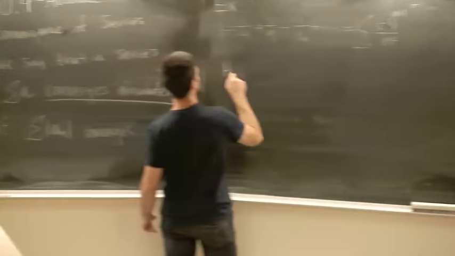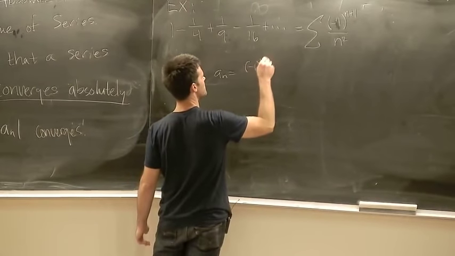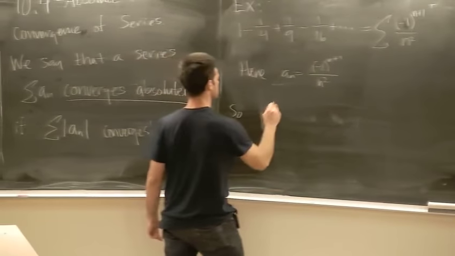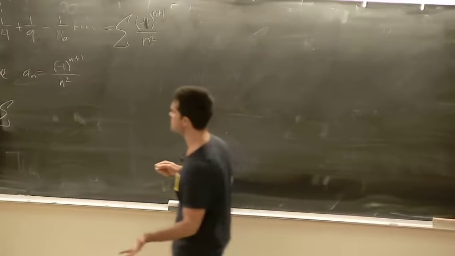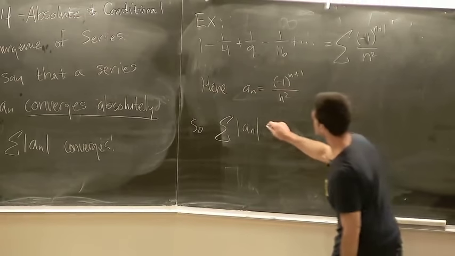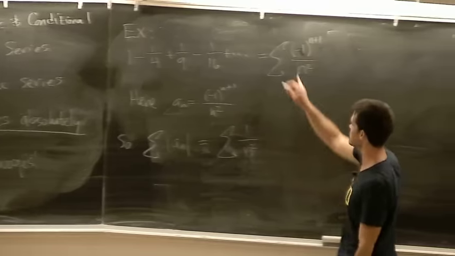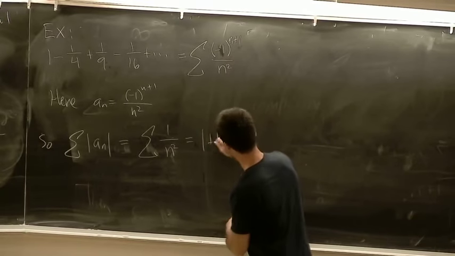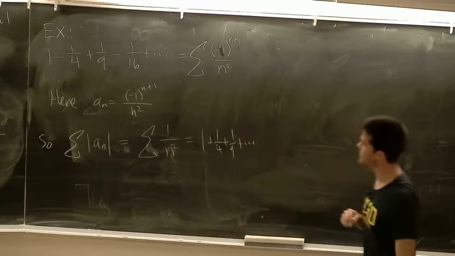So here, a_n, the nth term, is (-1)^(n+1) over n squared. If I wanted to ask you guys whether this series converged absolutely, we would look at the sum of the absolute values of the terms, which is just the sum of 1 over n squared, right? The negative sign goes away. Just 1 plus 1/4 plus 1/9, and so forth.